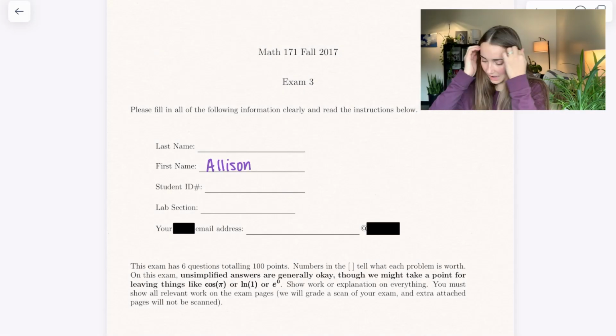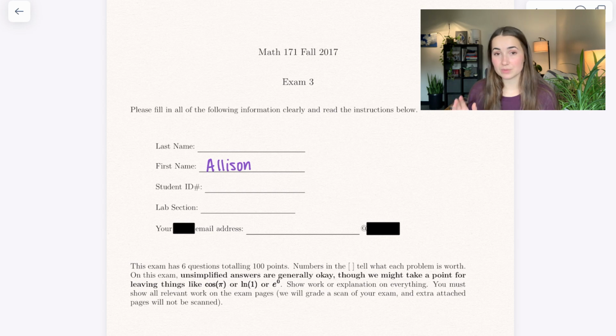Today we're going to do an exam. So this would usually be the third exam in the calculus series depending on your professor, but this one is going to be on the back end of all the derivative stuff. So intervals of increasing, decreasing, concavity, optimization, stuff like that. So let's go ahead and go through it.